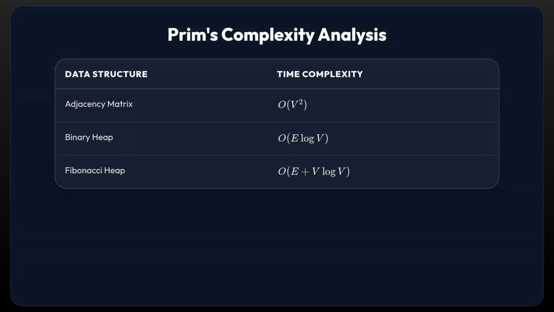Prim's efficiency depends entirely on the data structure used to track the next best edge. With a simple matrix, it runs in big O of V squared, which is actually optimal for dense graphs. For sparse graphs, a binary heap is better, running in big O of E log V. Theoretically, using a complex Fibonacci heap brings this down to nearly linear time relative to edges.